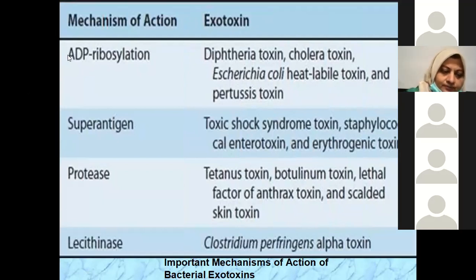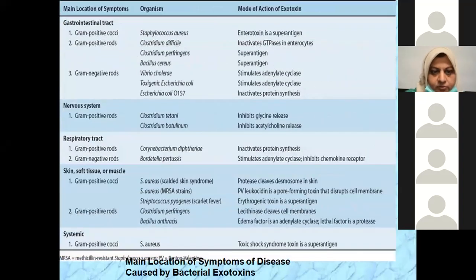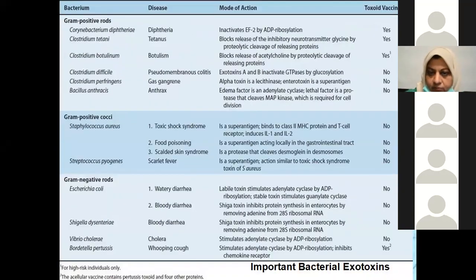So now coming to the summary of what I have told you. The mechanism of action for exotoxins is ADP ribosylation. I told you what it is. Superantigen means they cause a very enhanced immune response. Then they cleave the proteins and they cleave other lecithin material in the skin. So these are the varieties of toxins produced by various bacteria. And you can go through this chart, which summarizes all the details that I have given you in this lecture.